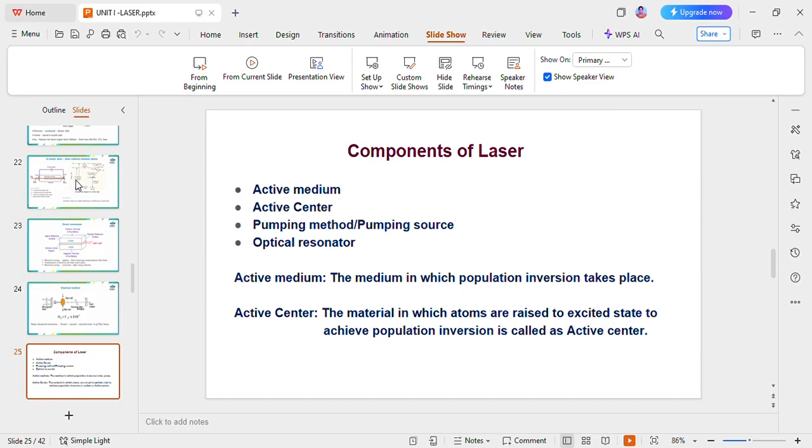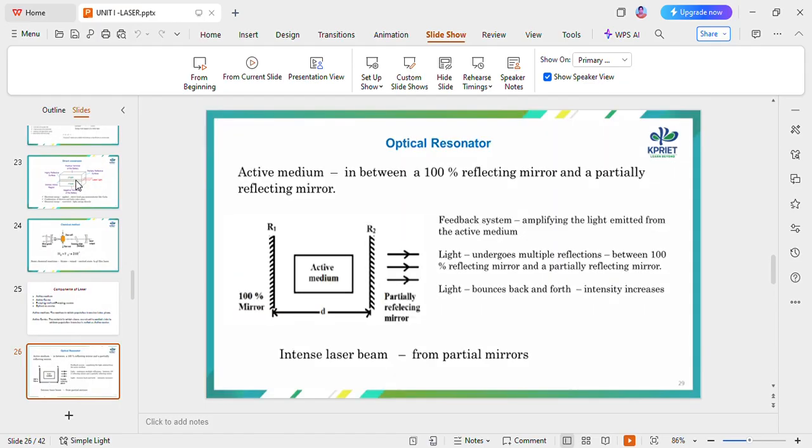So what are the components of a laser? As we said, active medium, active center, pumping method, and optical resonator. So what is an optical resonator? The optical resonator acts as a feedback system in amplifying the light emitted from the active medium.